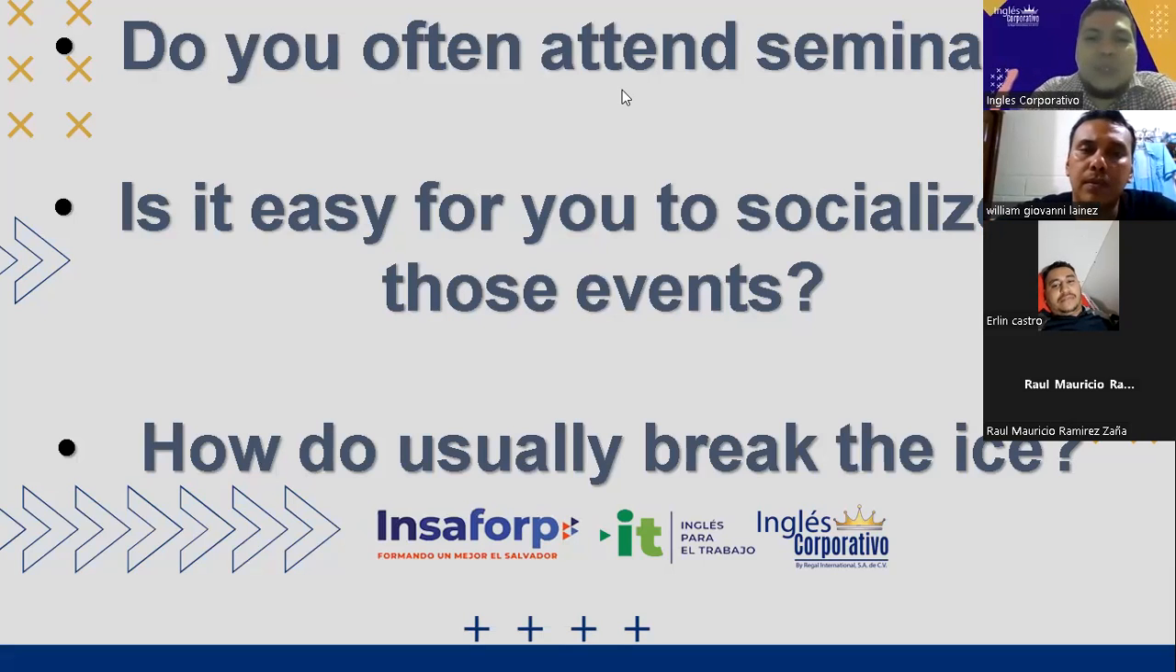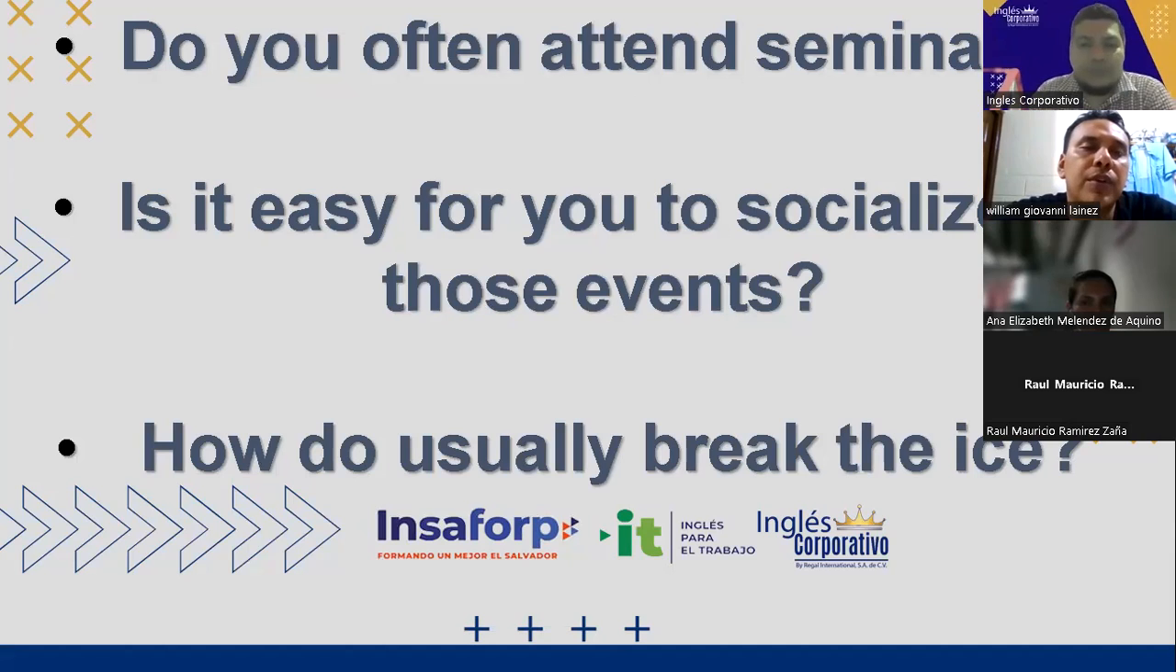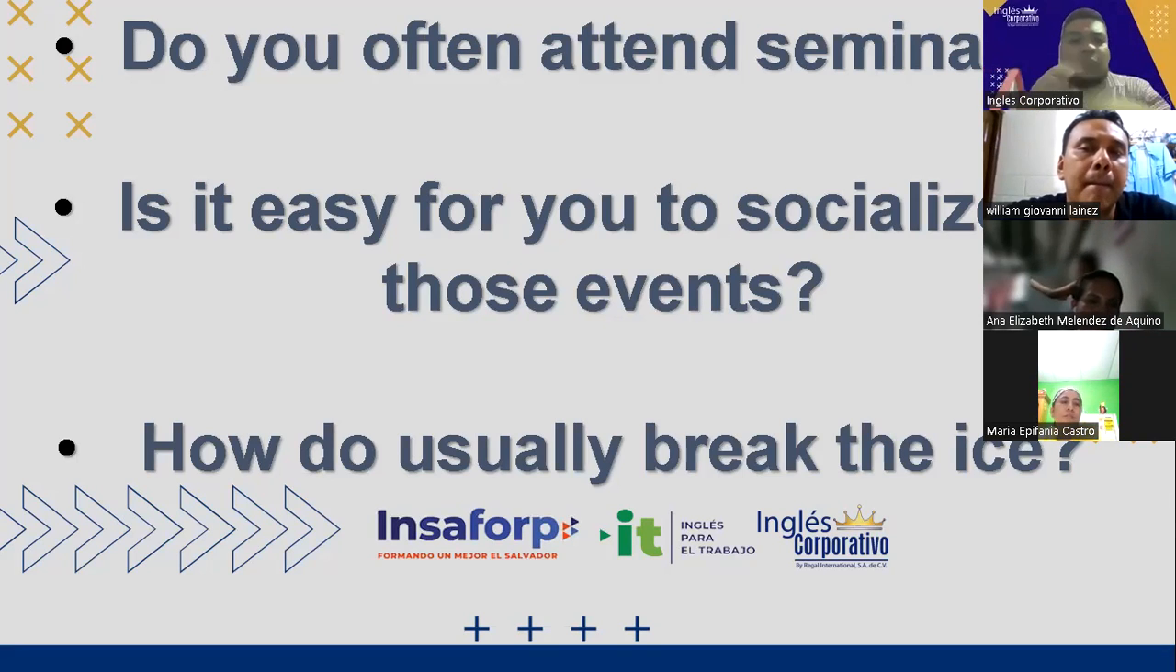All right, so let's continue with this one. That's the question number one. Question number two, it says here, is it easy for you to socialize? All right, socialize at those events. All right, everybody, is it easy for you to socialize at those events? Repeat it, please. Thank you. All right, excellent. So, do you understand the question? Who can help me to translate it into Spanish?